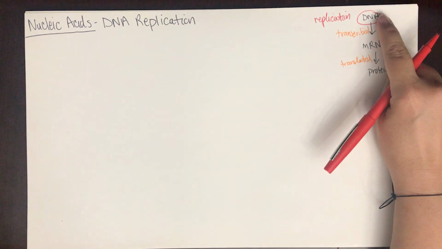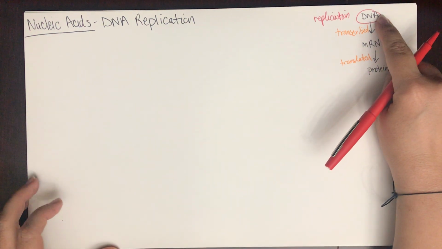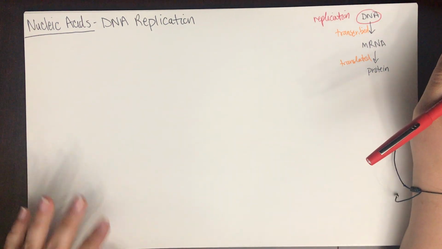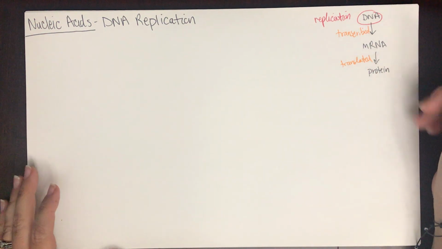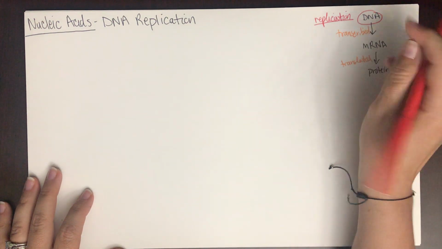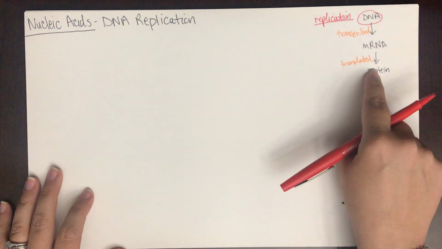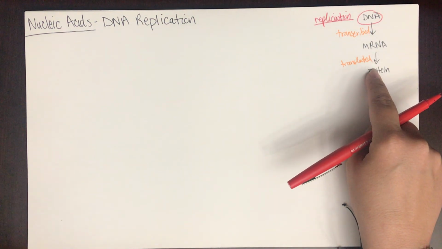So how and why does the DNA replicate itself? These are processes that are easy to get confused because some of the parts are similar, but what we're talking about in this video today is replication. We'll talk about transcription and translation later.